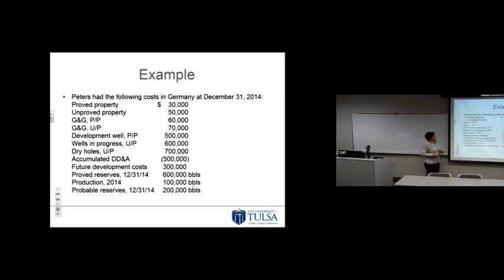The dry hole on unproved property is not excludable. We know we're not going to produce from that well. It's not going to give us reserves, so that's not excludable.